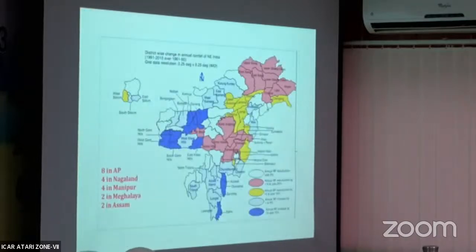Then, so far as district-wise change in rainfall is concerned, you can see those in pink color: 8 districts in Arunachal Pradesh, 4 in Nagaland, 4 in Manipur, 2 in Assam. In these districts the rainfall deficit is more than 10%, up to 20%. That means more rainfall deficit, water scarcity will be there, and the crop will suffer. So this is a serious matter. This is the change in rainfall in different districts.